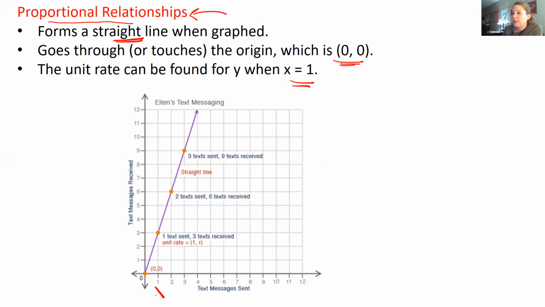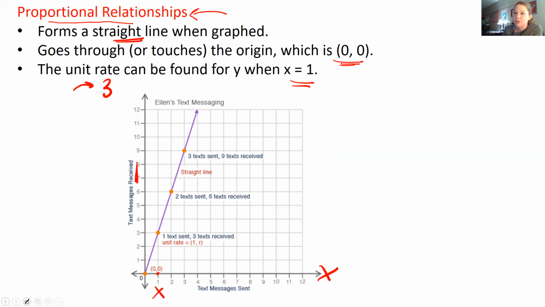So here's your x-axis right here. When x is equal to 1, the y value gives you the unit rate. So the unit rate in this situation is 3. And I don't even know what it means. It says text messages sent. So for every 1 text message sent, I receive 3 text messages. So that's the unit rate. The unit rate is 3, and I can always find it when I'm looking at a graph.